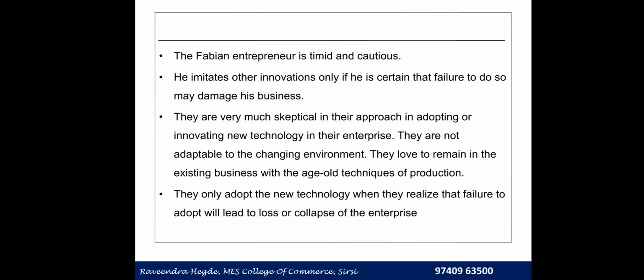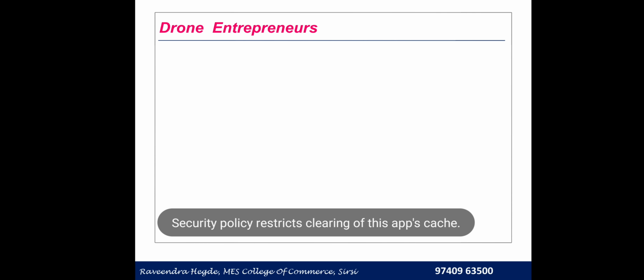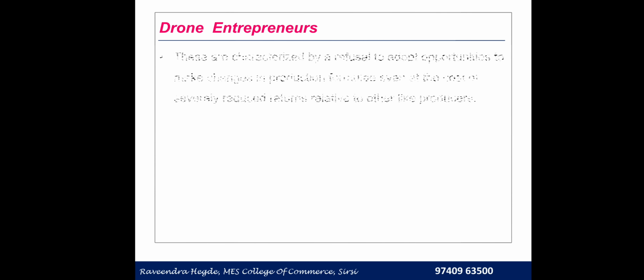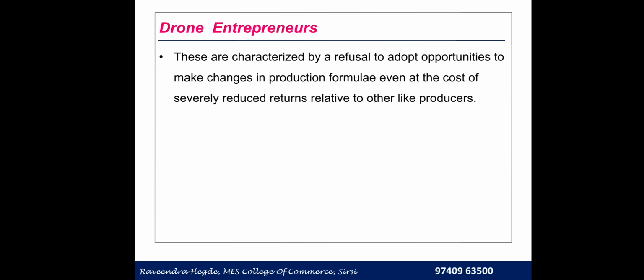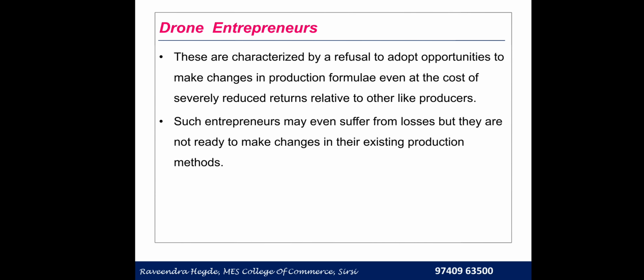They only adopt the new technology when they realize that failure to adopt will lead to loss or collapse of the enterprise. Next is the drone entrepreneurs. These are characterized by a refusal to adopt opportunities to make changes in production formulae, even at the cost of severely reduced returns relative to other like producers. Such entrepreneurs may even suffer from losses, but they are not ready to make changes in their existing production methods.